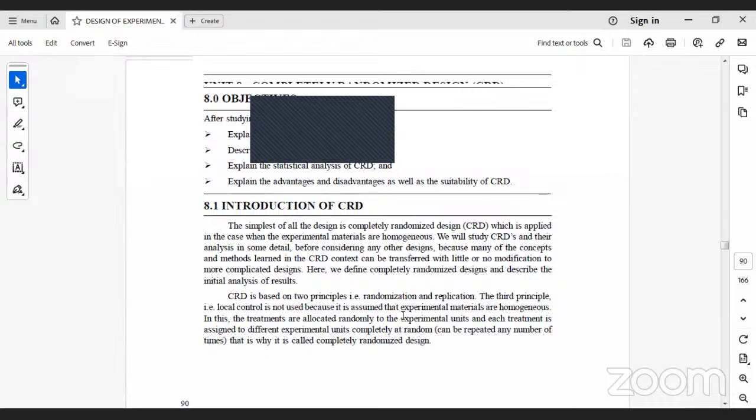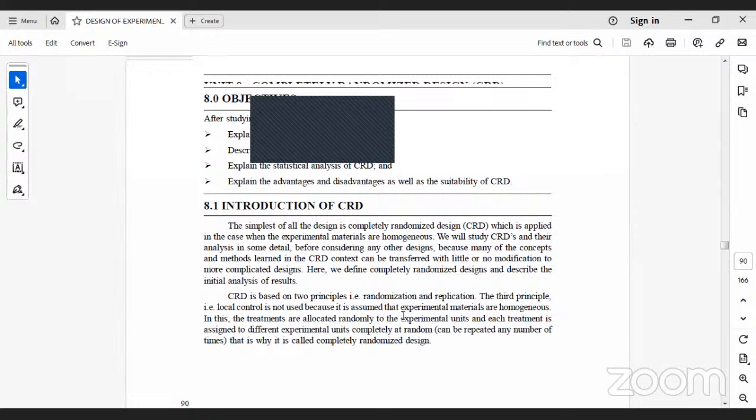CRD is applied in the case where the experimental material is homogeneous. We will study the completely randomized design and its analysis in some detail before considering the other designs, because many of the concepts and methods learned in the CRD context can be transferred with little or no modification to the more complicated designs. Hence, we define completely randomized designs and describe the initial analysis of results.